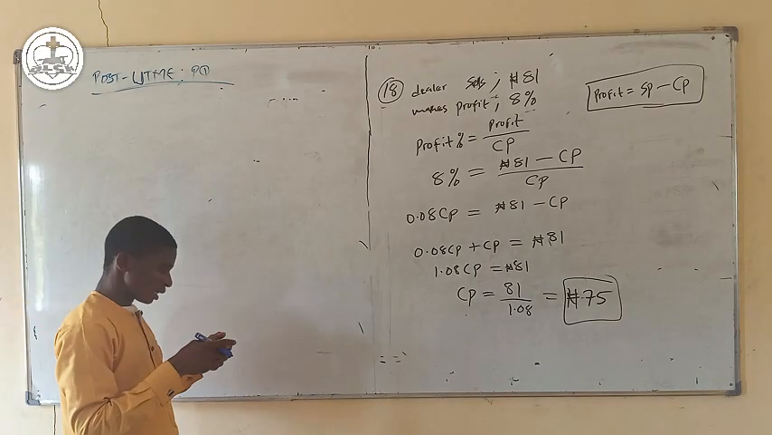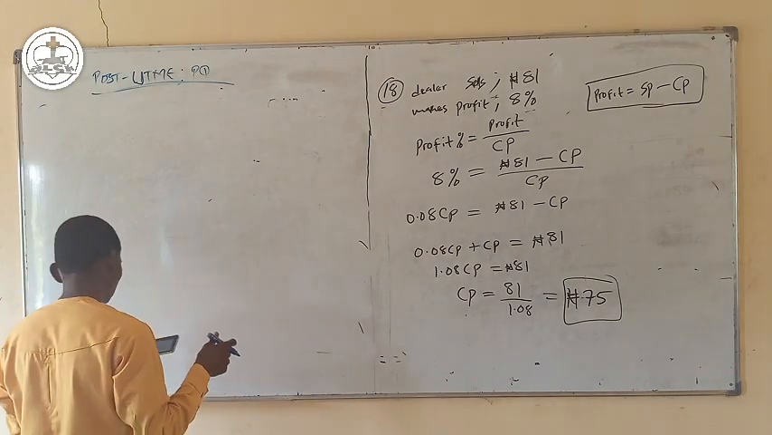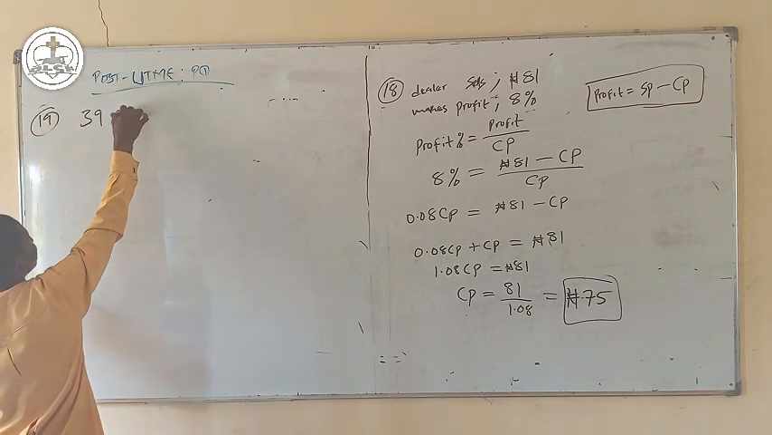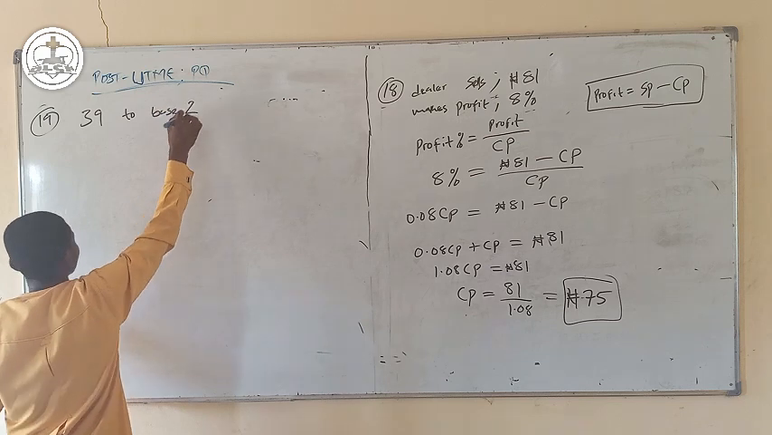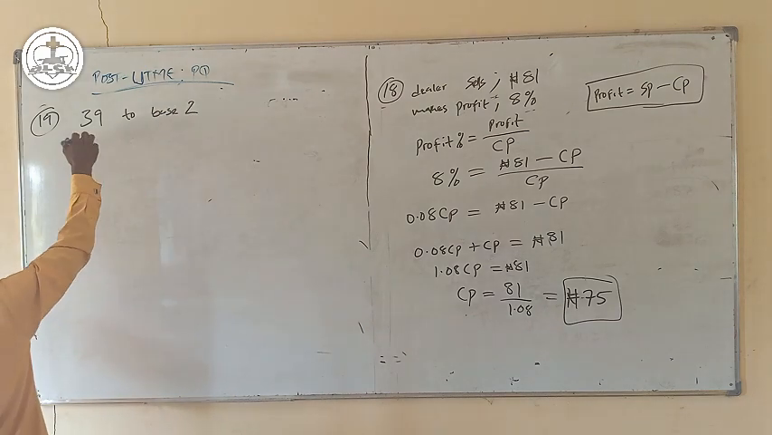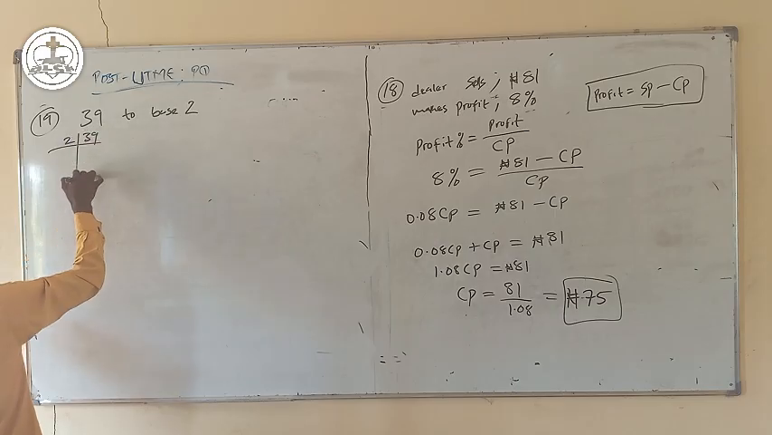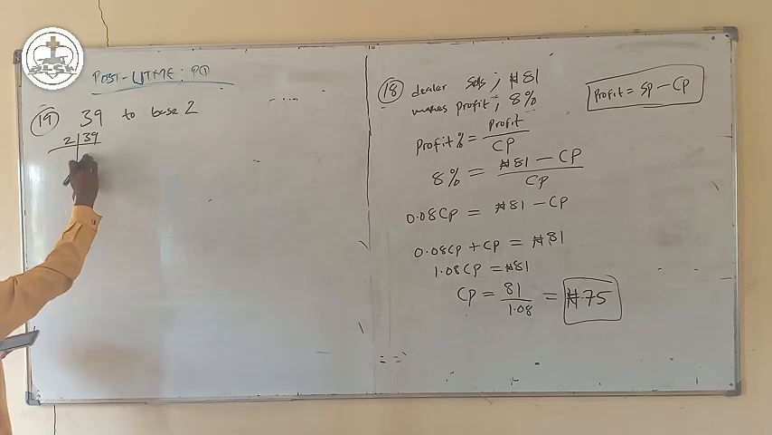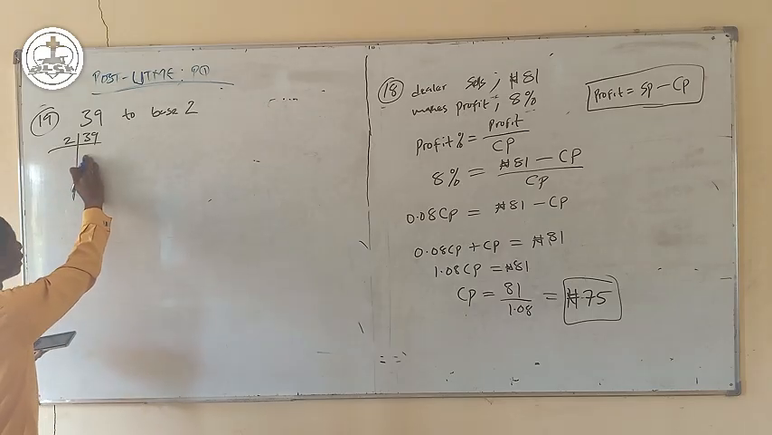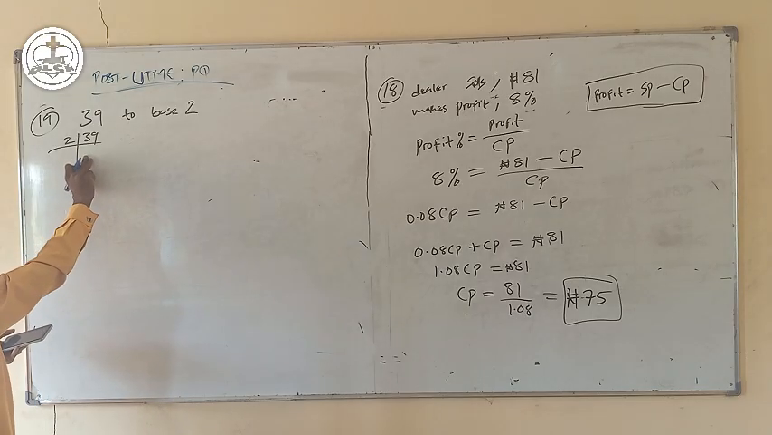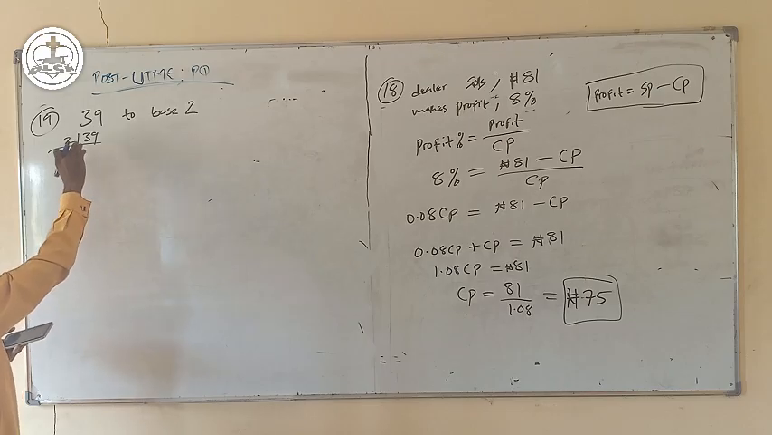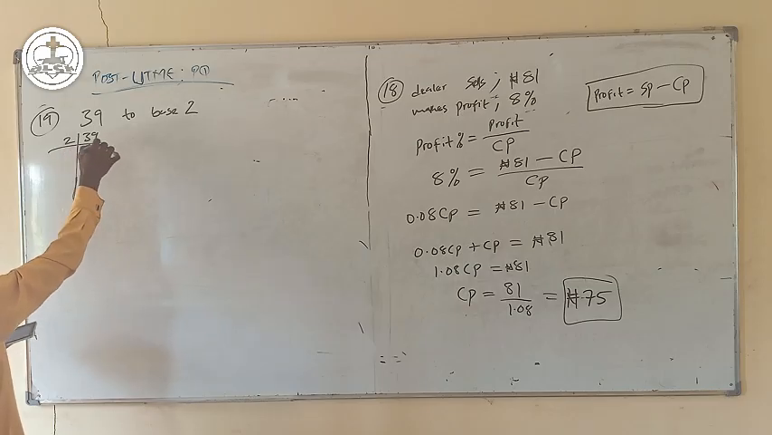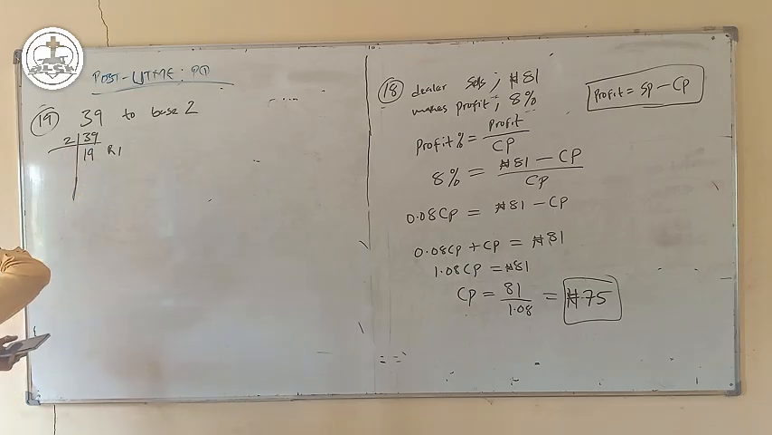Our next question says write the decimal number 39 to base 2. 39 to base 2 is just carrying out this division. We say 2 into 39. How many times will 2 go into 39? It will go 19 times, which gives 38, so we have a remainder of 1.